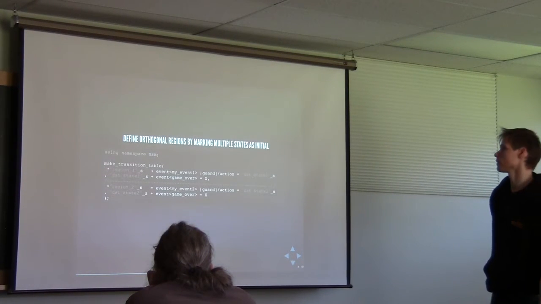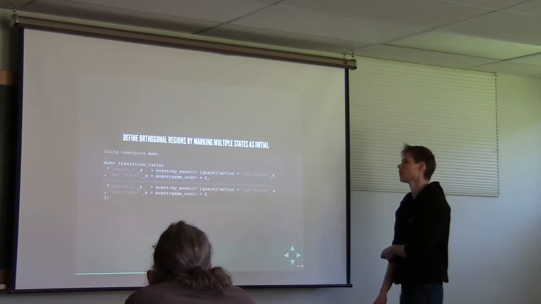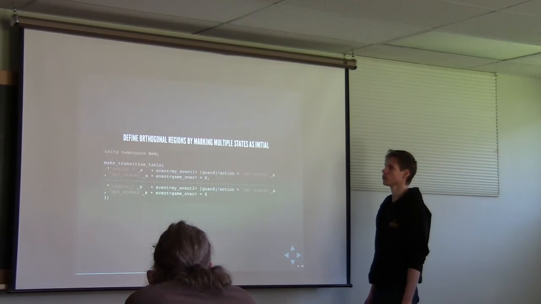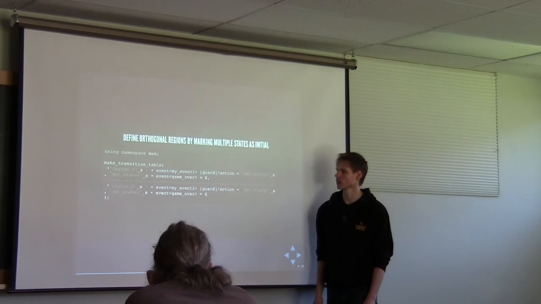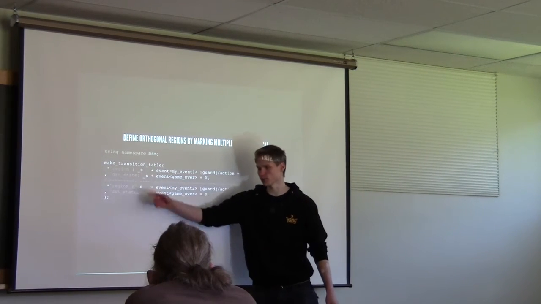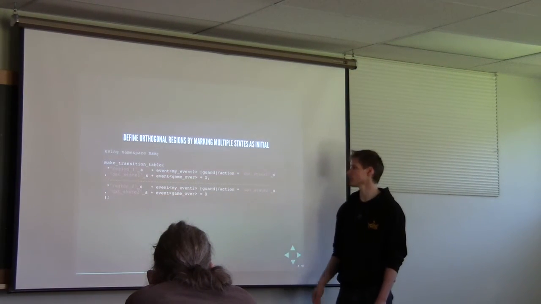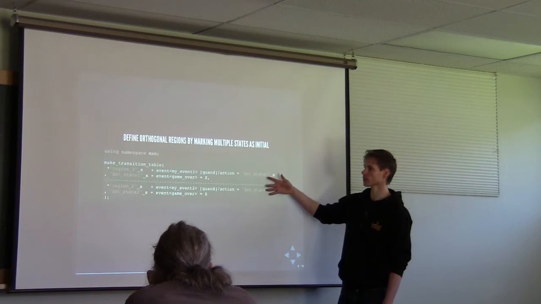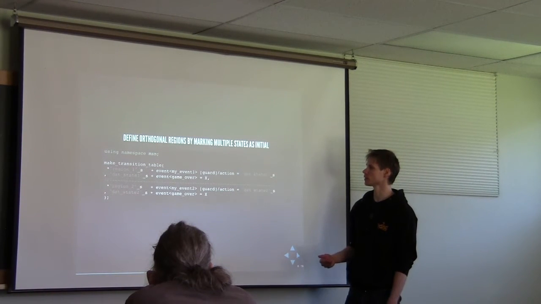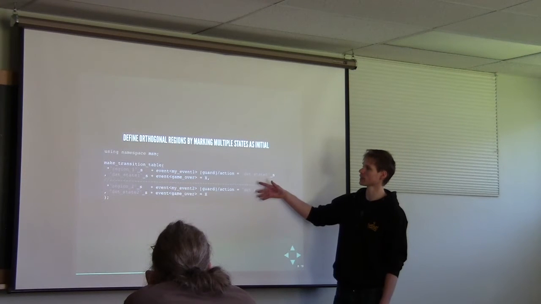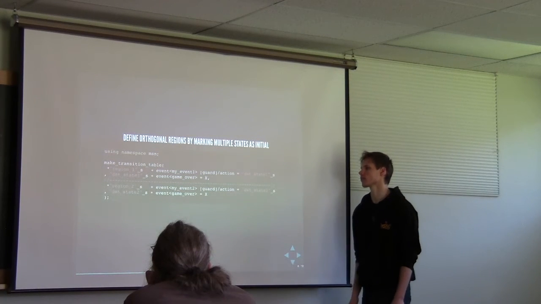What about orthogonal regions? The only difference is that we have two initial states. So it means that we have two or more stars somewhere, which means that both regions will be active. And we have the same event for both of them. Both of them will try to be activated.